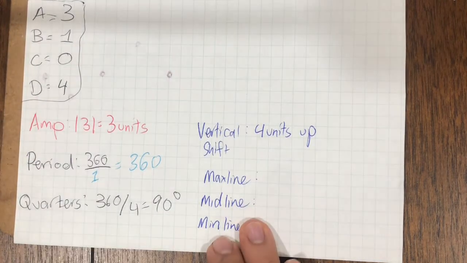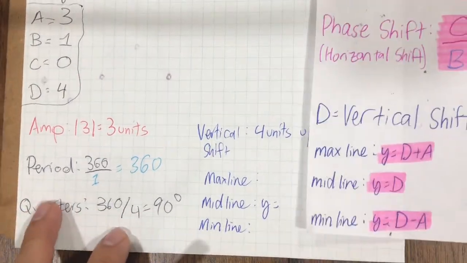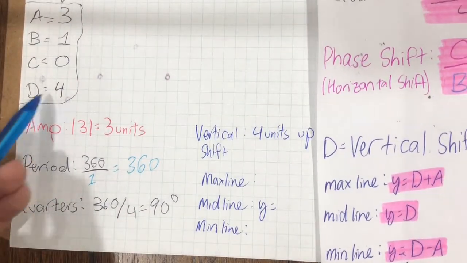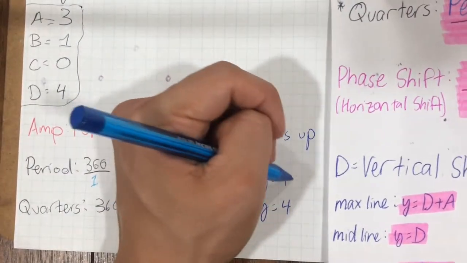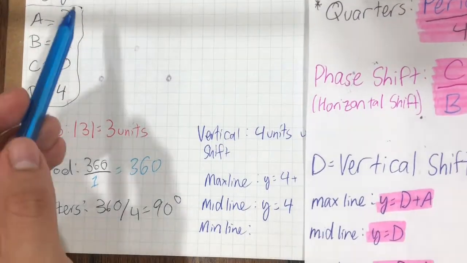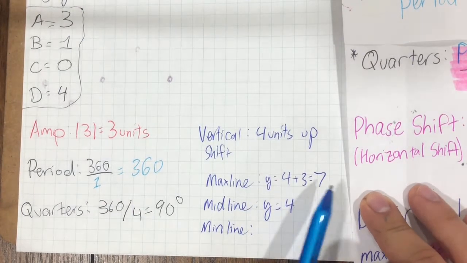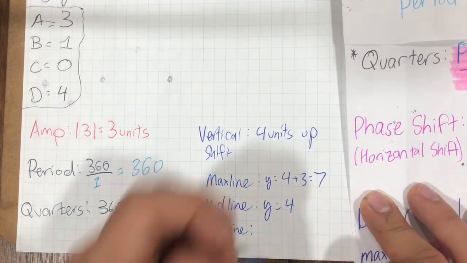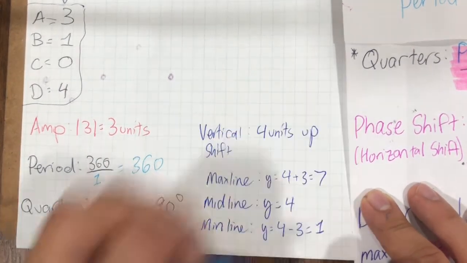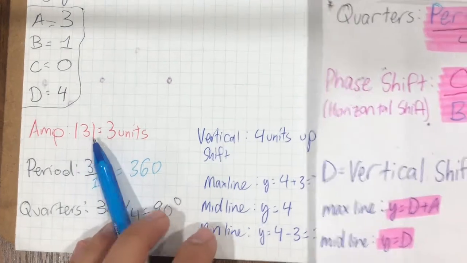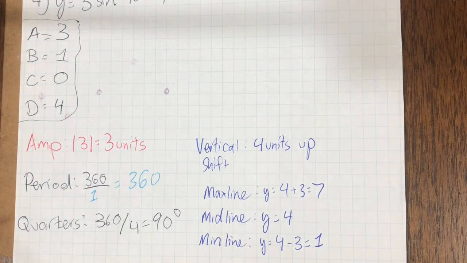So for my midline, I have y equals my value for D, and if we take a look, we see that D is 4. And then for my max line, I take 4 and add it to my value for A, which in this case is 3. So 4 plus 3 is 7. So all of my maximum points are going to have 7 as my Y value. And then for the min, I have 4 minus 3, which is going to give me a 1. So all of my minimum values are going to be 1. So let's go ahead and make my graph.